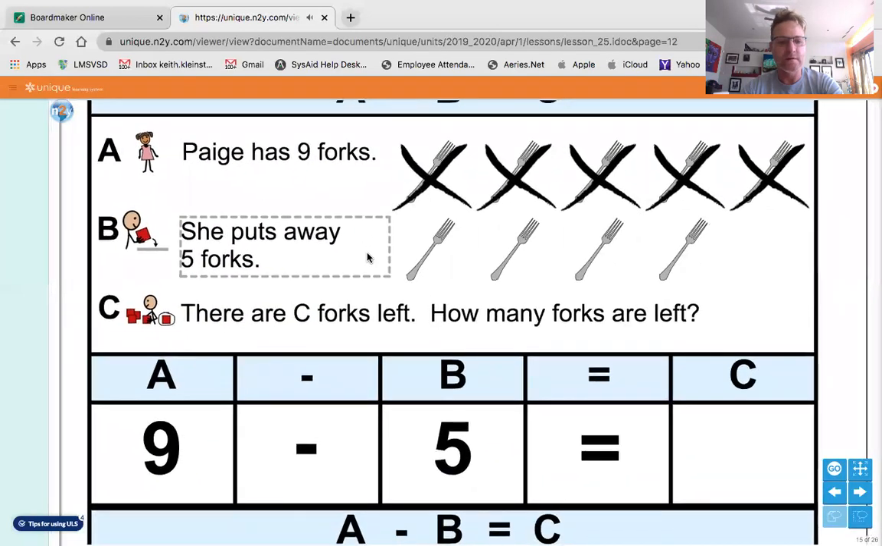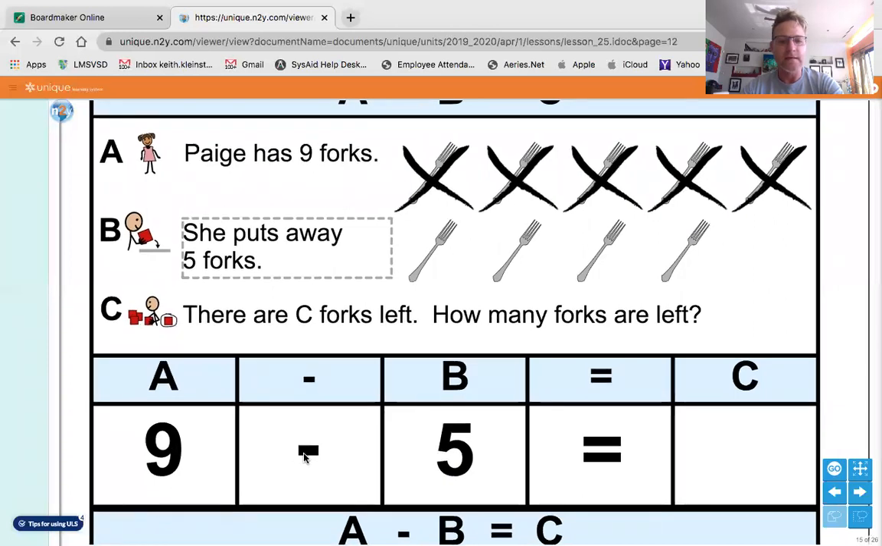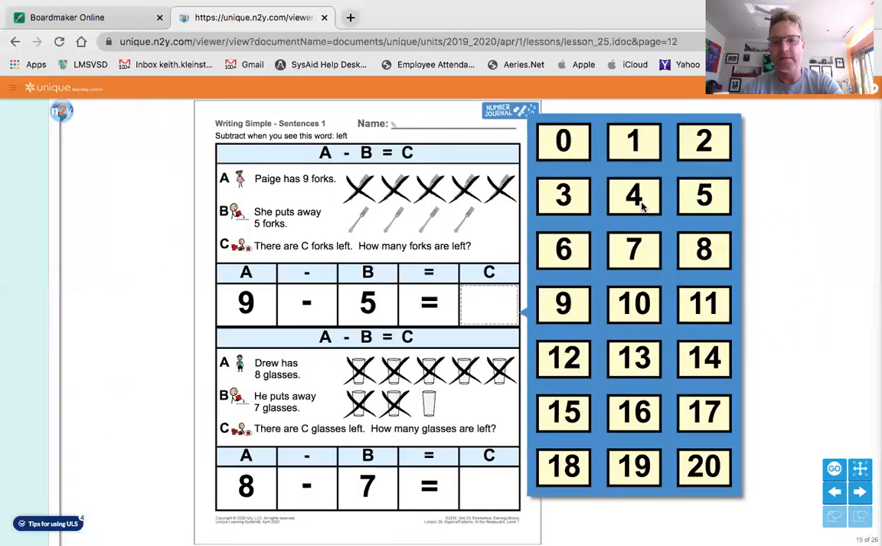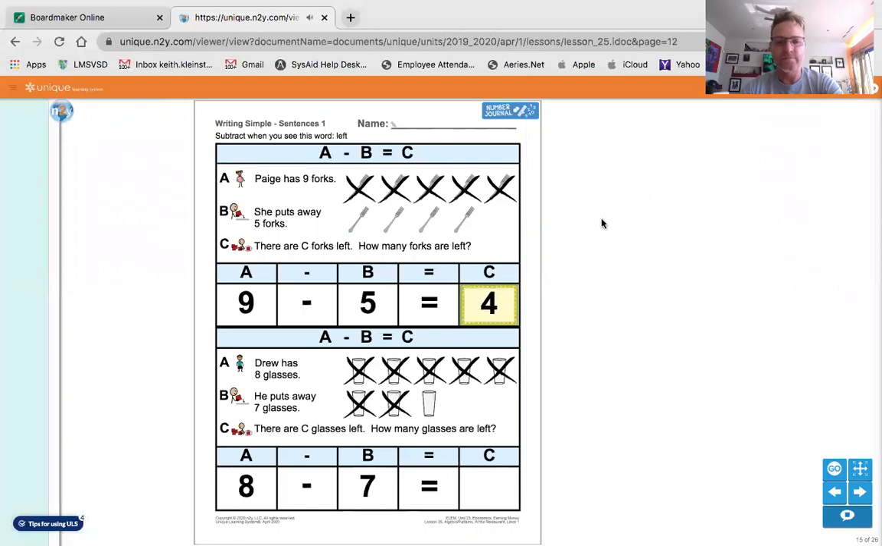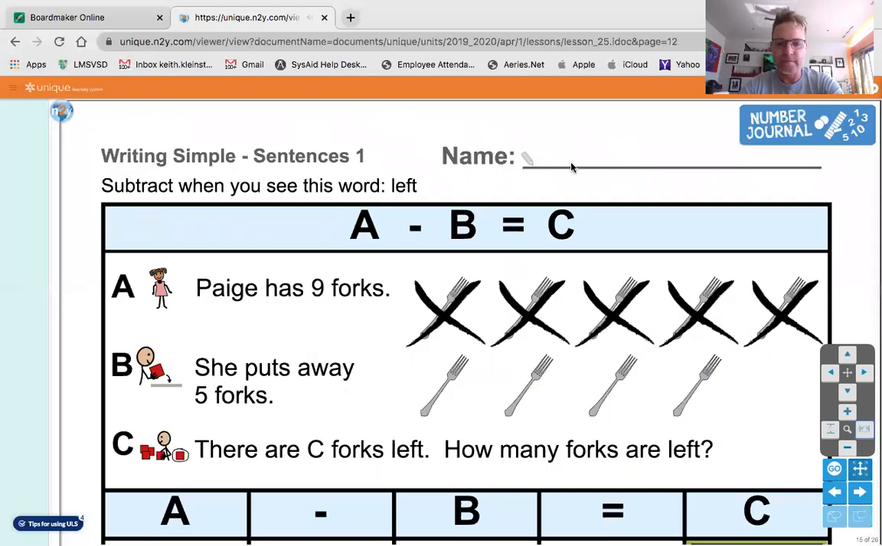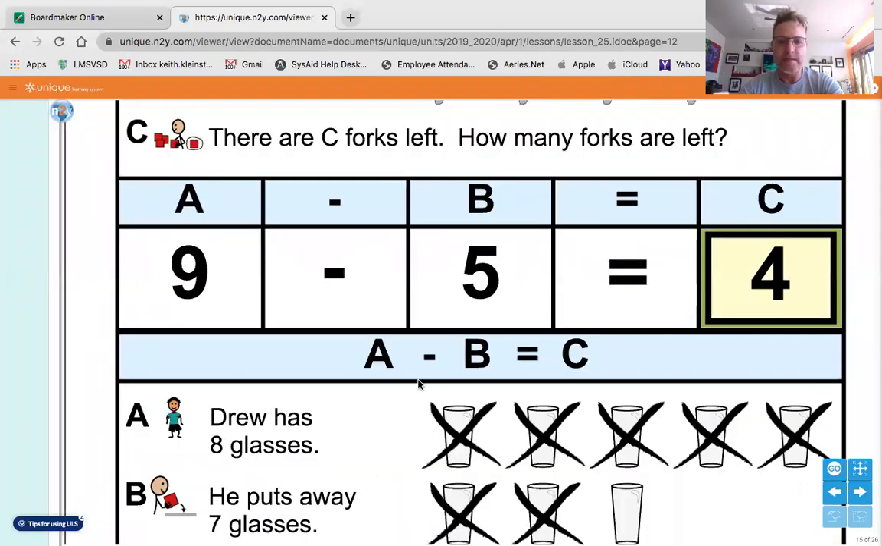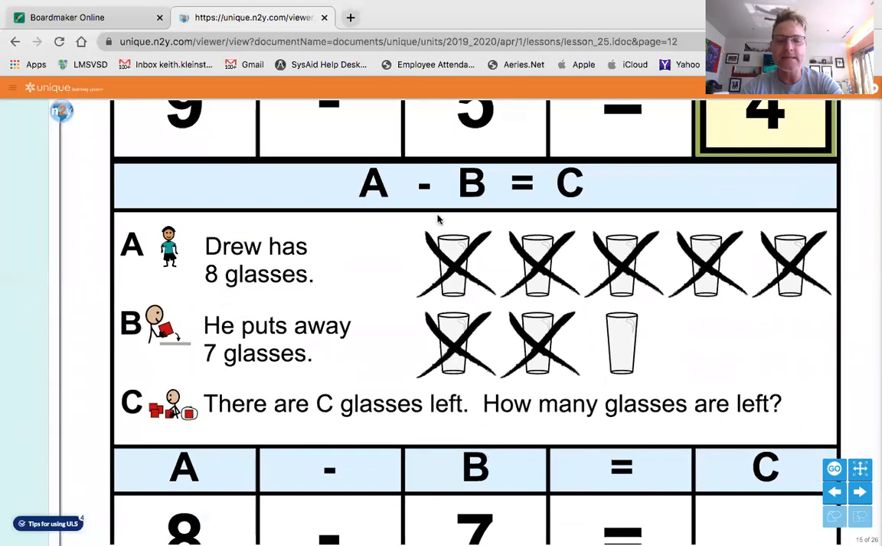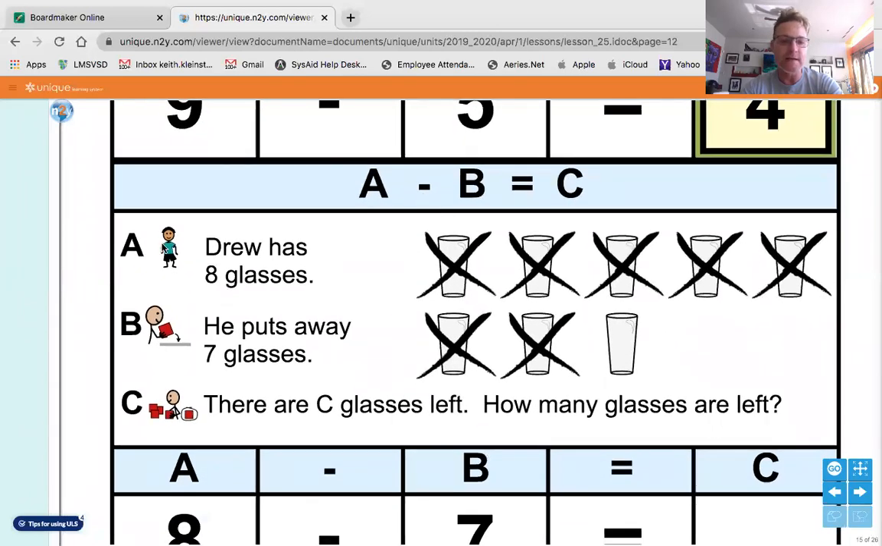So we're solving. So 9 subtract 5 equals. So they already have 9 up here. They already crossed out the 5. How many are left? 1, 2, 3, 4. So C is 4. Okay. A subtract B equals C. So we have A.